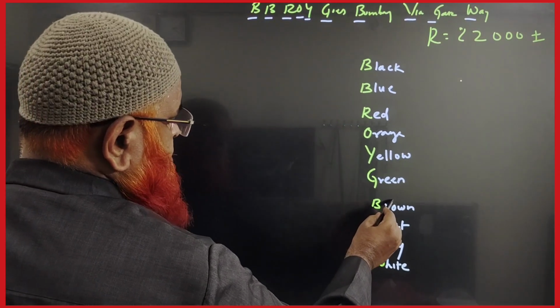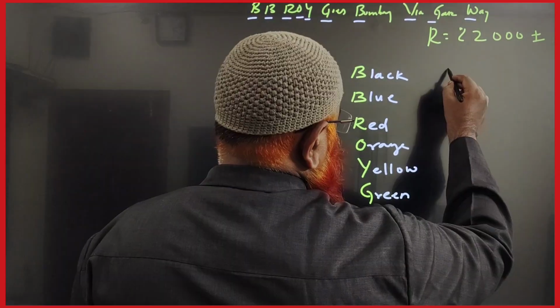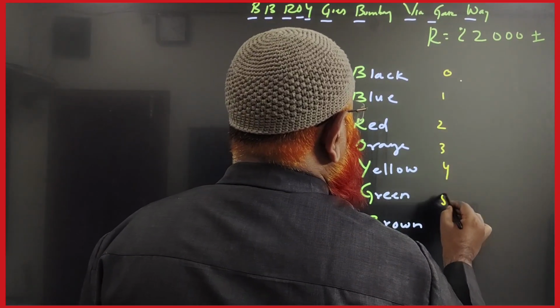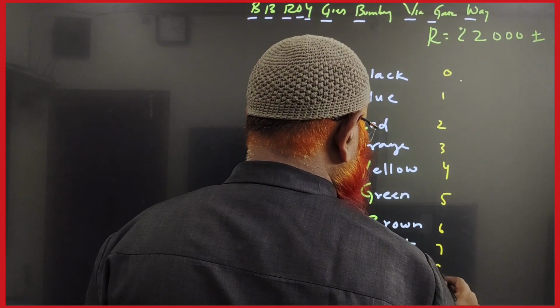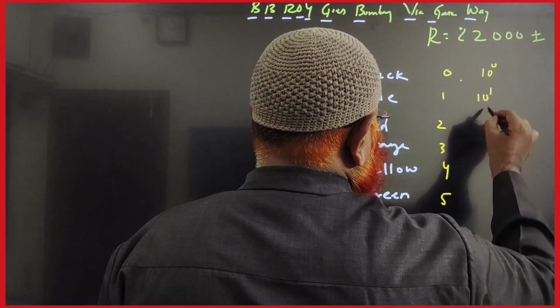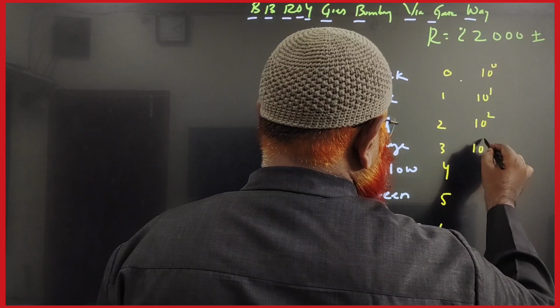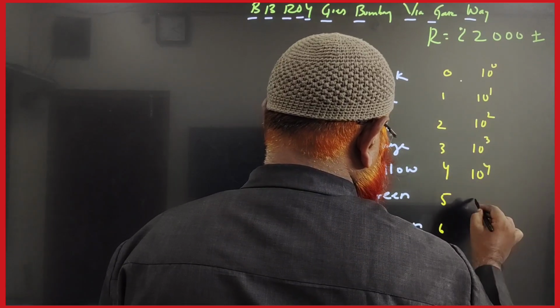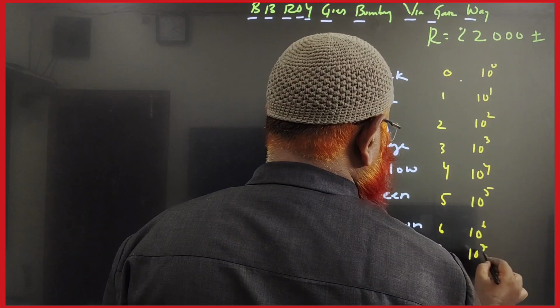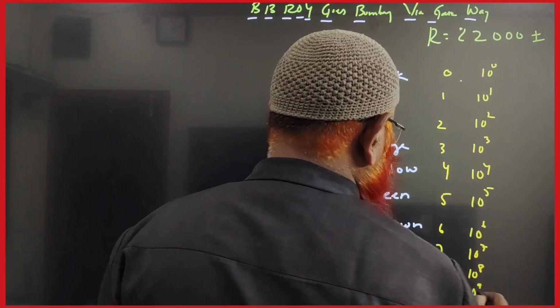So with this order, what are we going to do? You have to take 0, 1, 2, 3, 4, 5, 6, 7, 8, 9, and here again 10 power 0, 10 power 1, 10 power 2, 10 power 3, 10 power 4, 10 power 5, 10 power 6, 10 power 7, 10 power 8, 10 power 9.